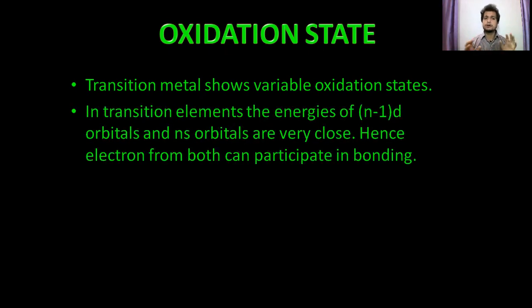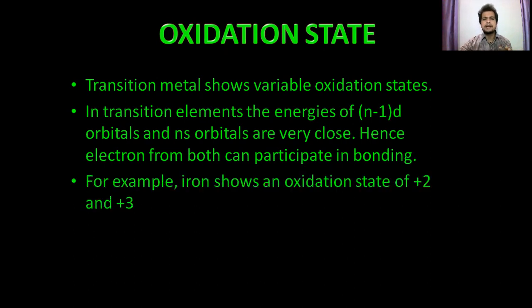So why is it so? Because the difference in energy between the (n-1)d, the inner d orbital, and the outer s orbital is very close. So both can participate, even the inner electrons take part in bonding, which is very rare, right? Inner electrons will not usually take part in bonding, but in this case, they do. As a result, it can show many, variable oxidation states. Okay, so remember that.